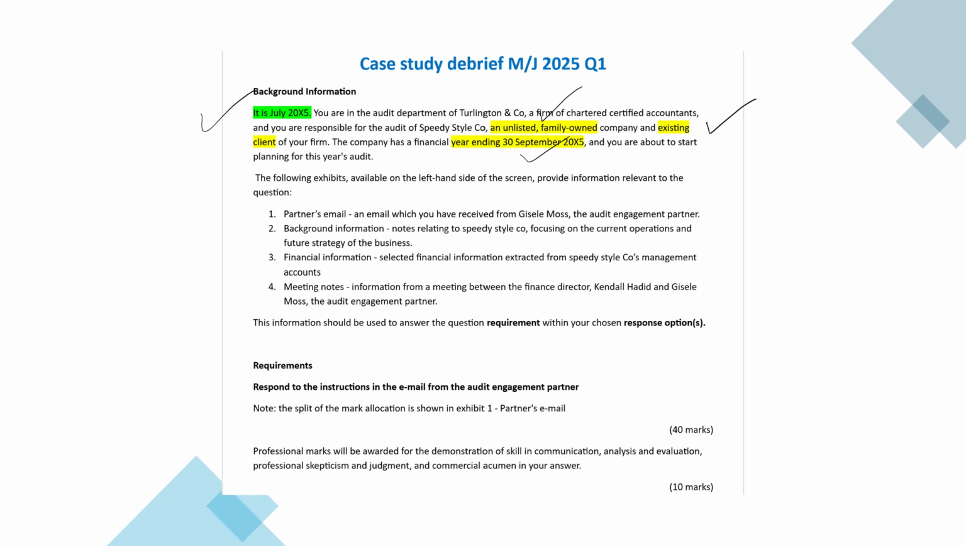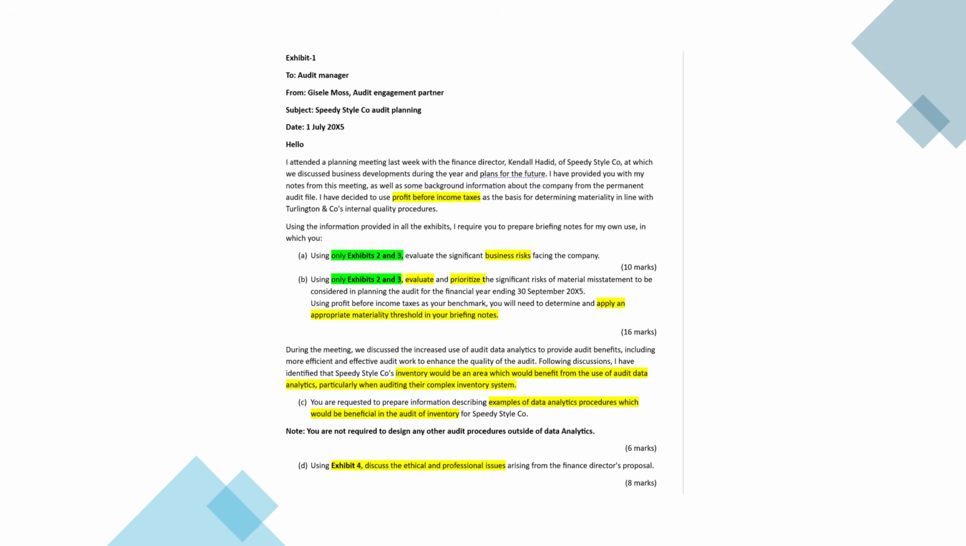And then we know it's 40 technical and 10 professional skills. Exhibit 1 will always outline the requirements, so I'm going to be very careful as I read through this. I am going to use my highlight function extensively in the exam. I've been asked to use profit before income taxes as the basis of my materiality. So as I start typing up my answer, I will have to use 5 to 10% as the range.